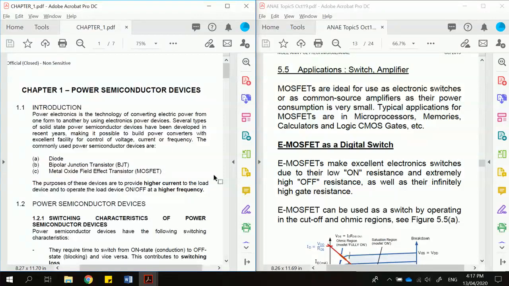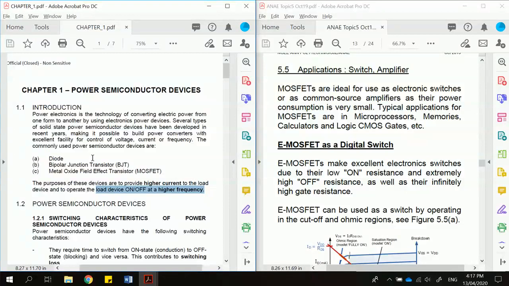These components are not power supplies. Students, recap in the earlier portion that I mentioned that it is a switch. This is a switch, so a higher current will pass through this switch. Another objective over here is that when the load device needs to be on and off at a higher frequency, then we will use these three devices.